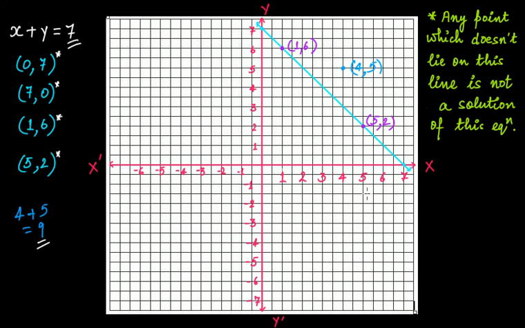And let's take one more point. Let's take 6 and 4. So this is 6, 4. So if you put 6 here and y is equal to 4, you'll get 10. This 10 is of course not equal to 7. That's why any point which doesn't lie on this line is not a solution of this equation.